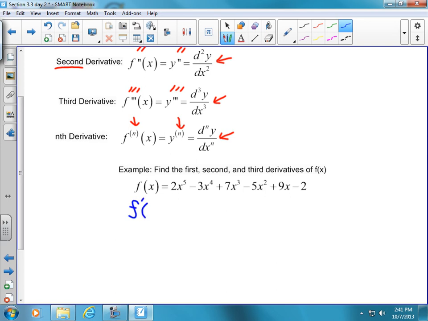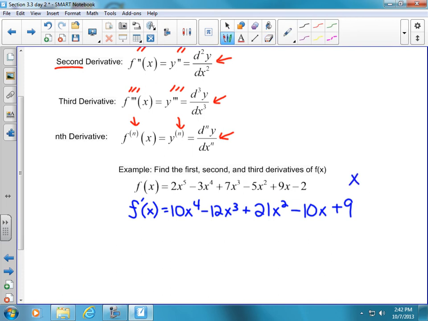So the first derivative, and I'm going to do this the shortcut way, which after taking derivatives yesterday you should be a little bit familiar with. 5 times 2 is 10x to the 4th. 4 times 3 is 12x cubed. 3 times 7 is 21x squared. 5 times 2 is 10 x's. And then plus 9x to the 0, which, remember, x to the 0 equals 1. And the derivative of negative 2 is 0, so we don't have to put that down. All right, that's a derivative, first derivative.